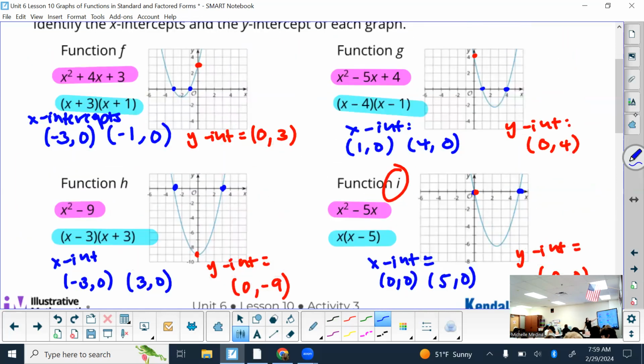So it's like the second number, except for what? It has an opposite sign. Is that true for this one? Do we see our x-intercepts in the second number of our factor form? But again, it has an opposite sign. Down here, do we see our x-intercepts in our factor form?